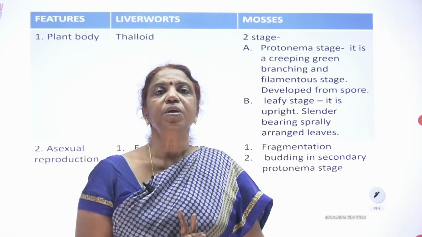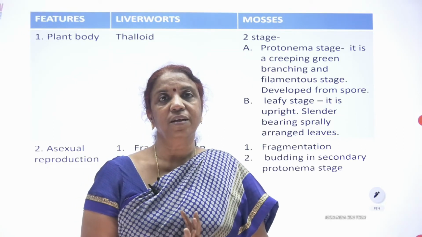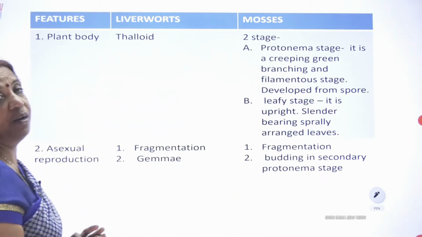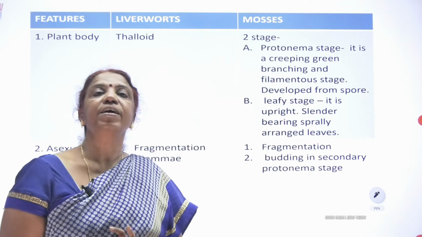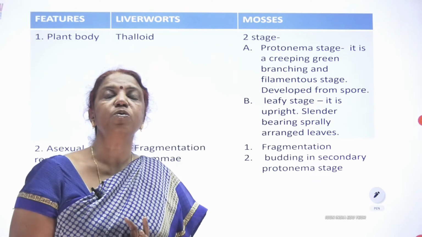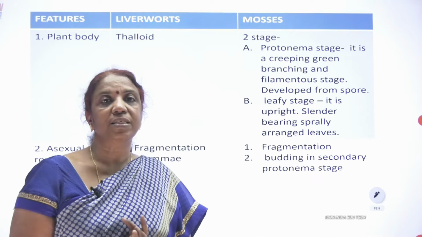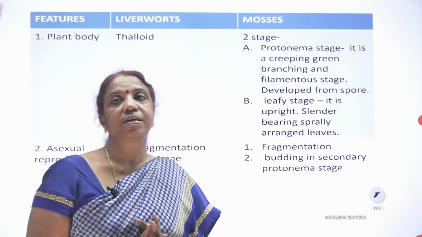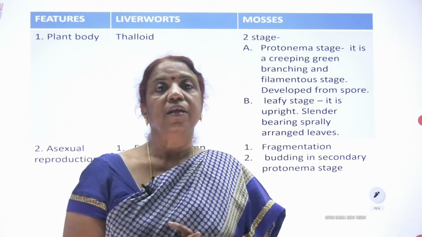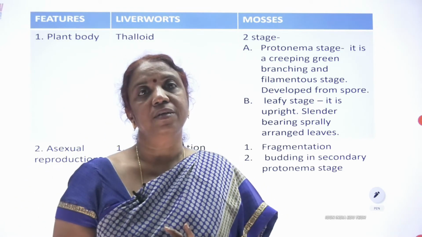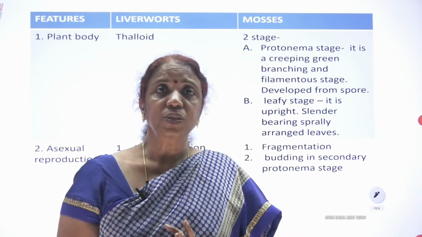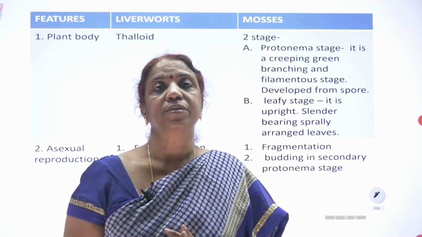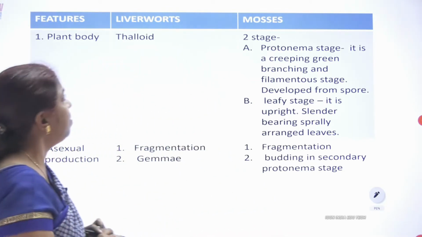Good evening, students. Today I am going to differentiate liverworts and mosses. The classification of bryophytes is divided into Hepaticopsida, Anthocerotopsida and Bryopsida. Under Hepaticopsida, the liverworts are present. Under Anthocerotopsida, hornworts are present. Under Bryopsida, the mosses are present. So, what are the differences between liverworts and mosses?